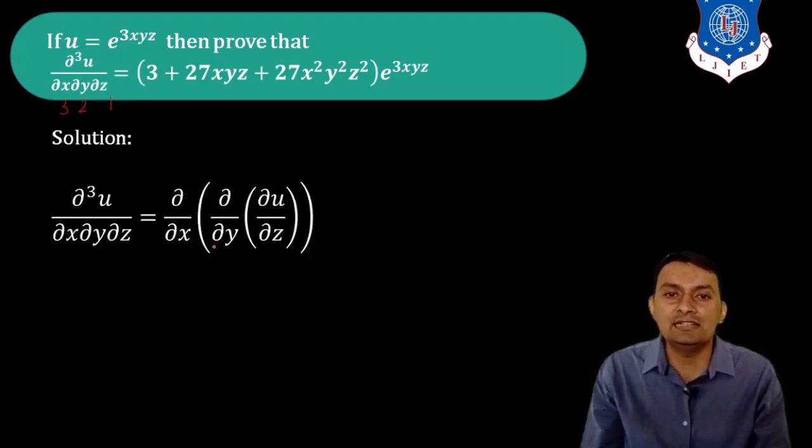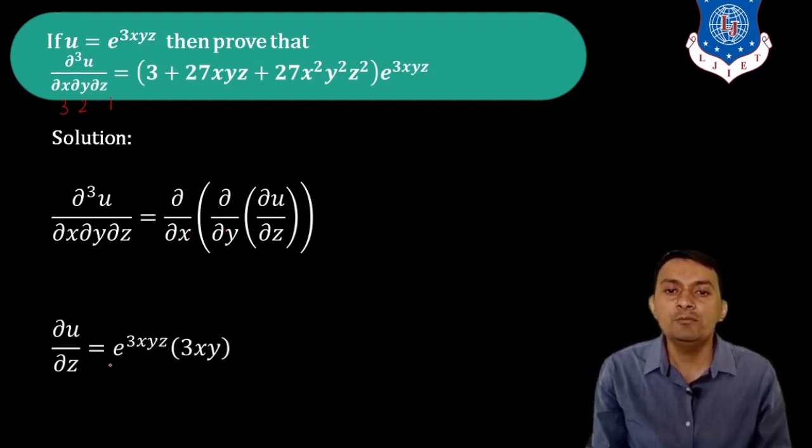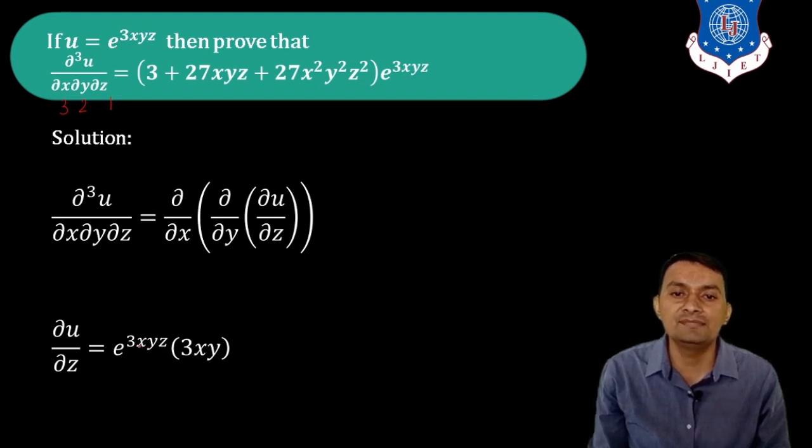So let us first understand this can be represented as del u by del z, and then we will find the derivative with respect to y, and after that the derivative with respect to x. Del u by del z is equal to e raised to 3xyz into 3xy. We know that the derivative of the exponential is the same, and the derivative of 3xyz with respect to z is going to be 3xy.